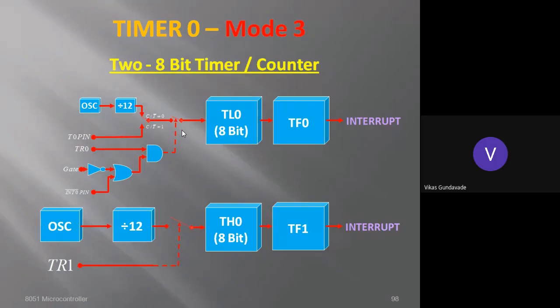Now mode 3 is split mode. The TL0 register, or the count register, is used with timer 0. Okay. And when it overflows, the interrupt will get generated. And TH0 is used with timer 1. And when it overflows, the interrupt will get generated. That's why it is called split mode. That means the two registers which are available in timer 0, one is used for timer 0 and one is used for timer 1. Okay. So this mode is not available in timer 1.